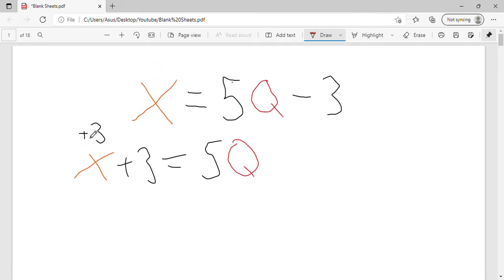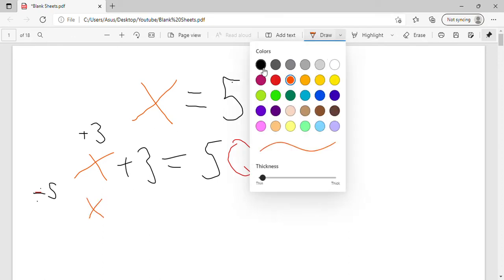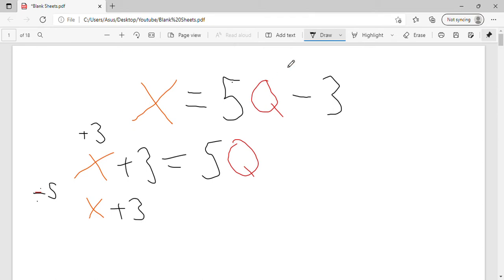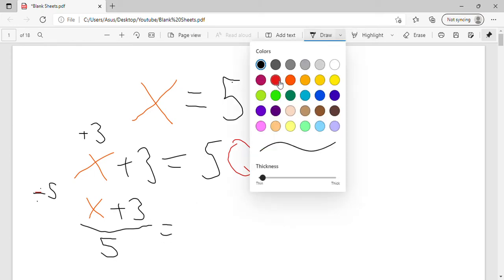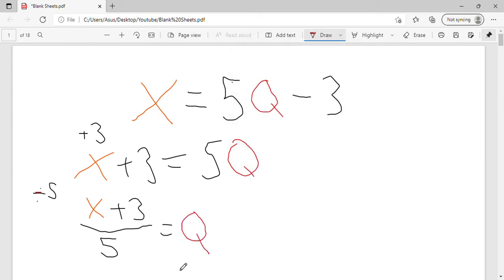Alright. So X plus 3 equals 5Q. And then all we do is we've got 5 multiplied by Q here, and the opposite of multiply is divide, so we divide both sides by 5. It's in red, don't want it in red. Okay, so that gives us X plus 3 divided by 5 equals Q, and then we've got Q here on its own, and we've made Q the subject, and that's great. That's what we wanted to do. Right, so that's correct. Well done.